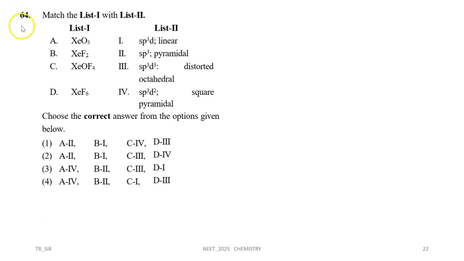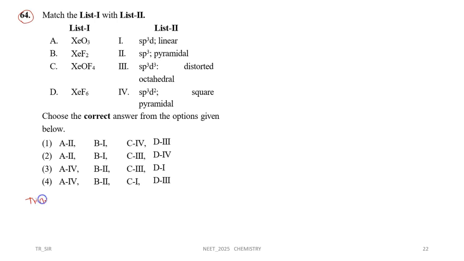Hello students, now we'll discuss question number 64. Question number 64 is talking about some given molecules. We need to find out their hybridization as well as their shape. There's a small trick for the calculation of hybridization. Now we'll discuss how to find it out easily.